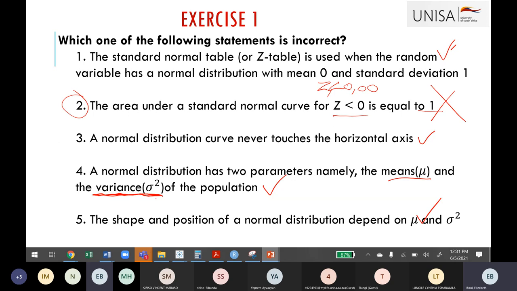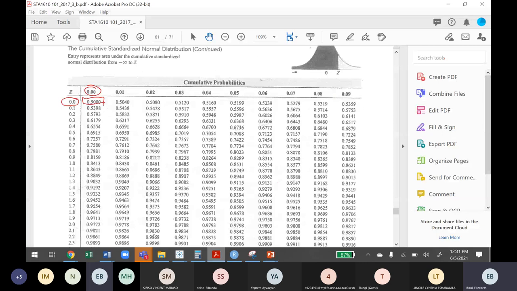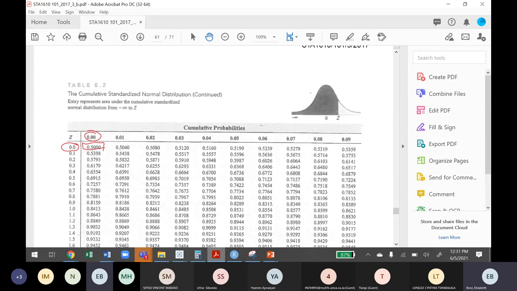answer questions like that. Otherwise, if you don't want to use the actual table, you can also look at the graph. If you look at it, here is your zero. So we know that the area underneath the curve should always be equals to one because the sum of all probabilities will always be equals to one.